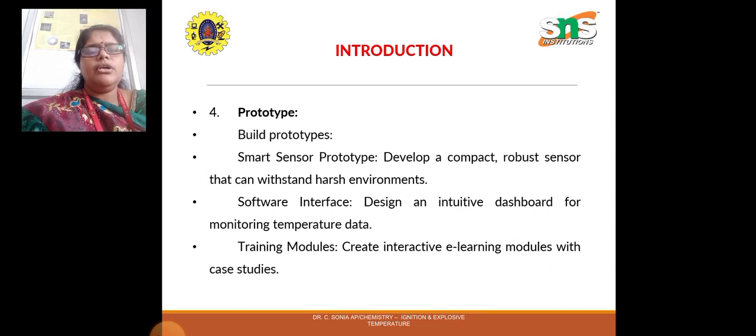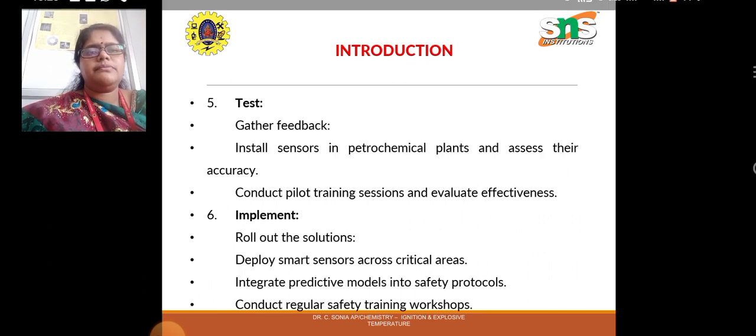Prototype. So we have to build a smart sensor prototype: develop a compact, robust sensor that can withstand a harsh environment. We can also use a software interface, and also develop a training module, that is, create interactive e-learning modules and also explain the case studies.